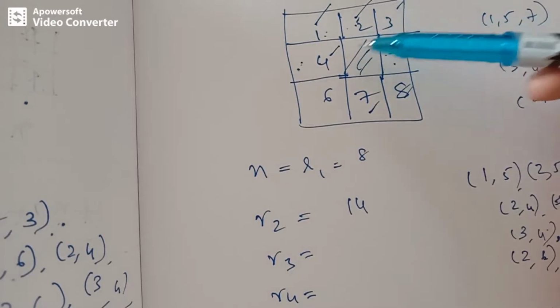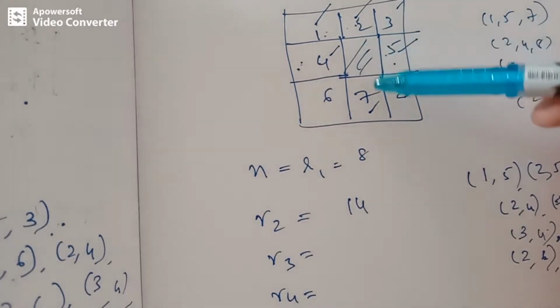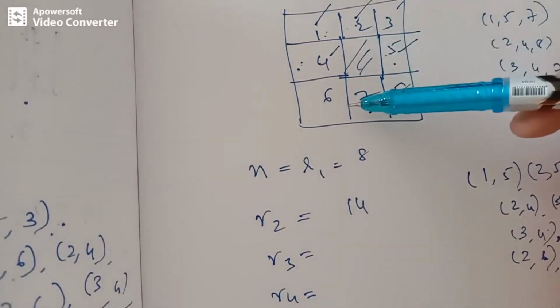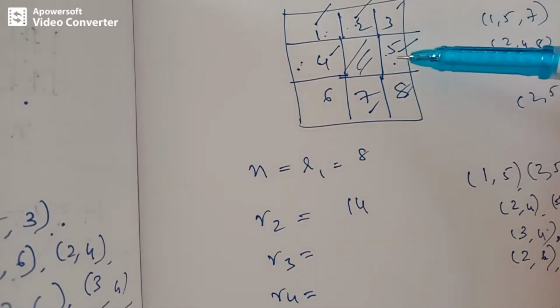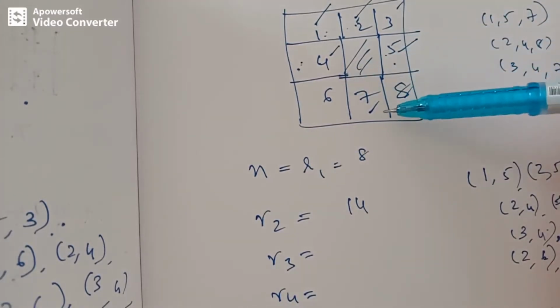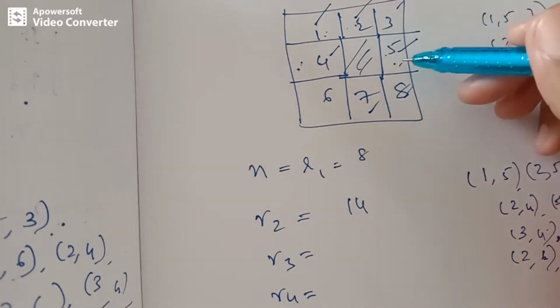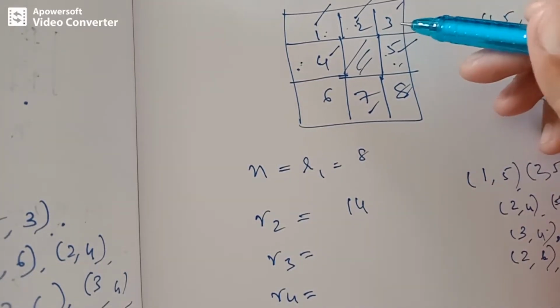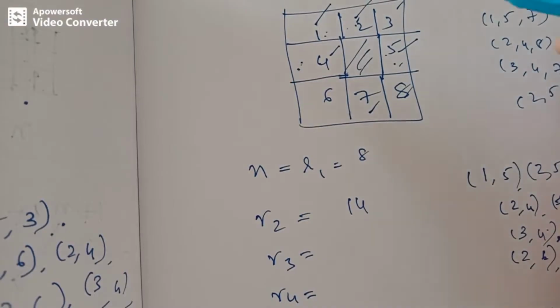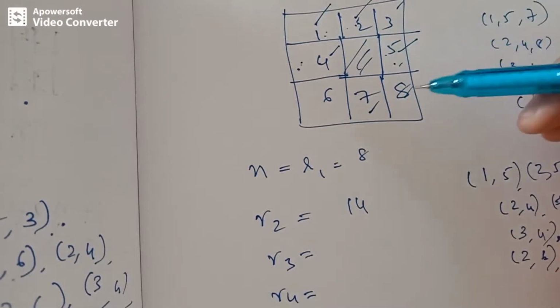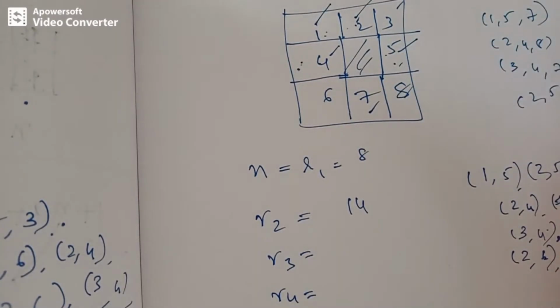Then 2 4 and 8 is already done. 2 4 7 is not possible, or 2 4 6 is also not possible. Then 3 4 and 7, that is the only one option, right? And 2 5, okay, 2 5 and 6 was done, right?